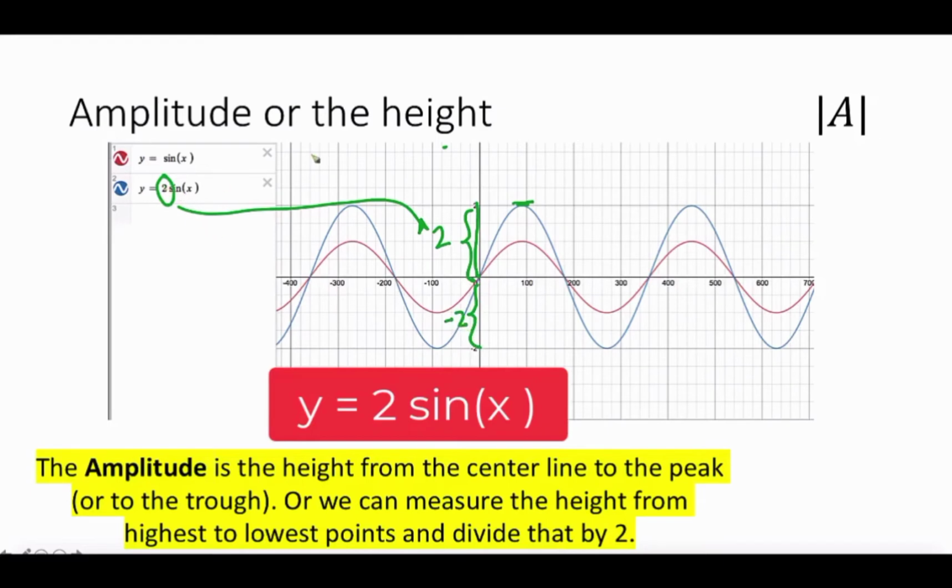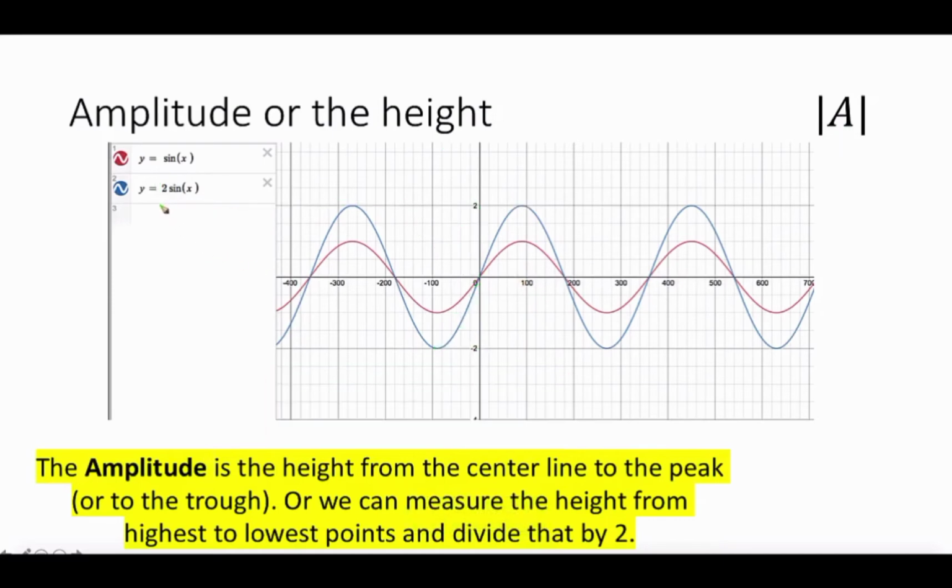So therefore, whatever is the absolute value of a, that represents the distance from the midline of the wave going to the highest point. So the distance from here going to this lowest point is twice the absolute value of a. Or from this point going to the midline is this value a.